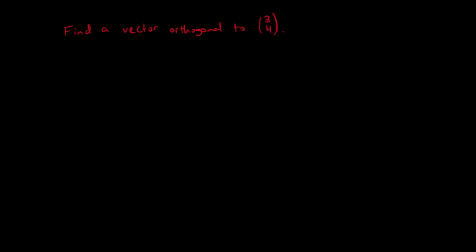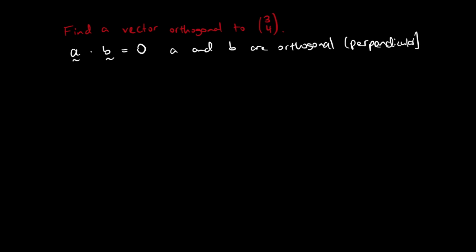So in this video, we're going to talk about how you can find a vector orthogonal to another vector. So let's say we want to find a vector orthogonal to (3, 4). We know that A dot B is equal to 0 means that A and B are orthogonal, or in other words, they're perpendicular. So that means if we want to find a vector orthogonal to (3, 4), then some random vector with entries, let's just say x and y, dot (3, 4) should equal 0.